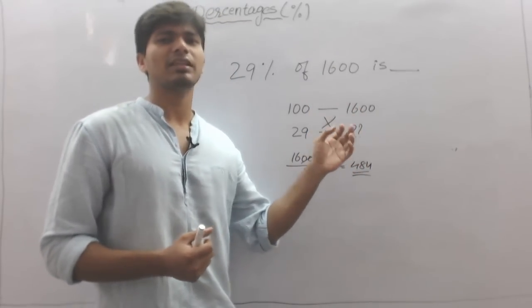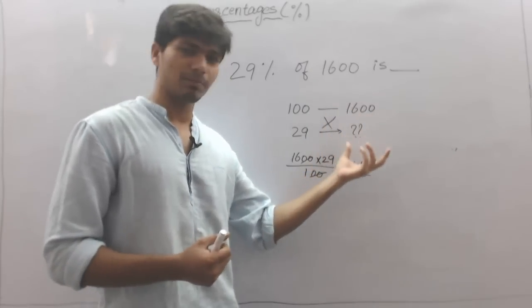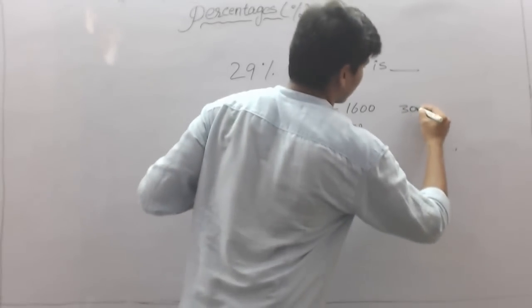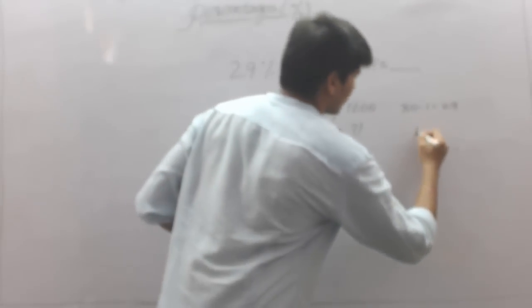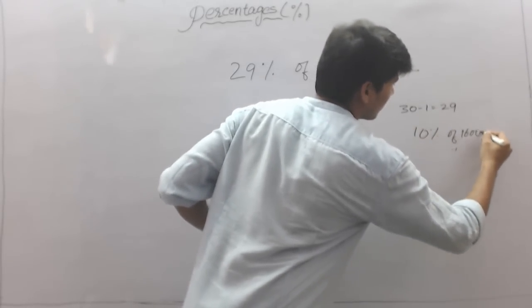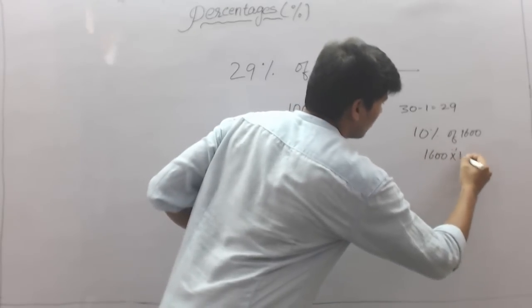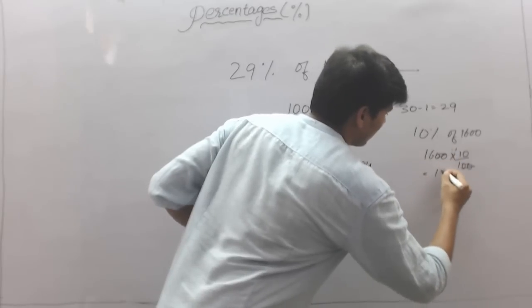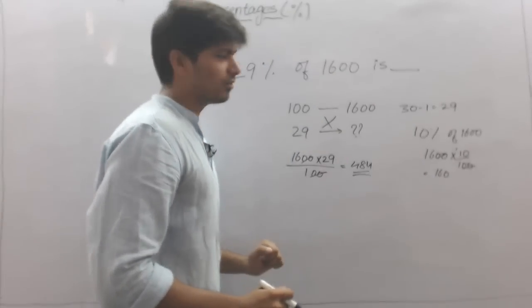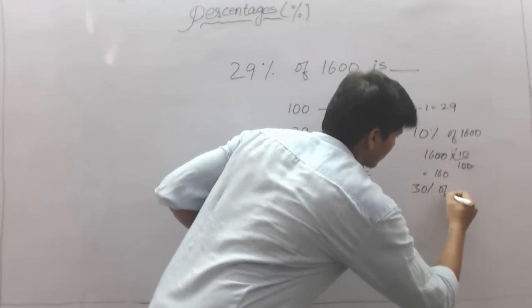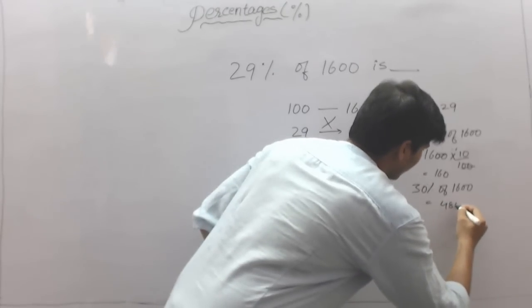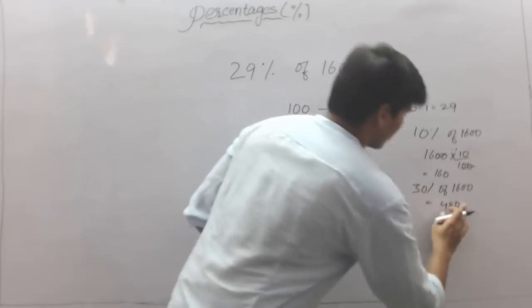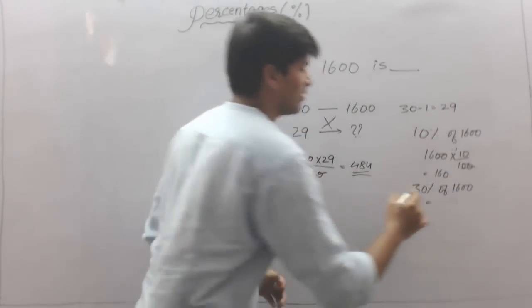This is the way, but there is a much simpler way. How are we going to simplify this? Let's see that. How do you write 29? 29 can be written as 30 minus 1, isn't it? Now, what is 10% of 1600? 1600 into 10 by 100, that is 160. Then what is 30% of 1600? 10% into 3. Sorry, 16 into 3 is 48, so 480.